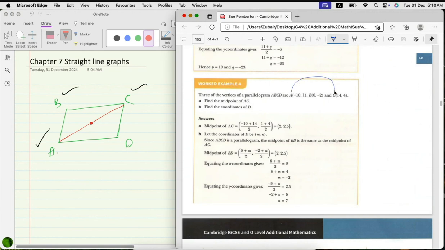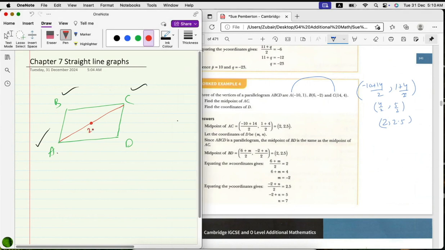A and C: x plus x over 2, y plus y over 2. That's 4 by 2 and 5 by 2. 2 comma 2.5. So mid is 2 comma 2.5.